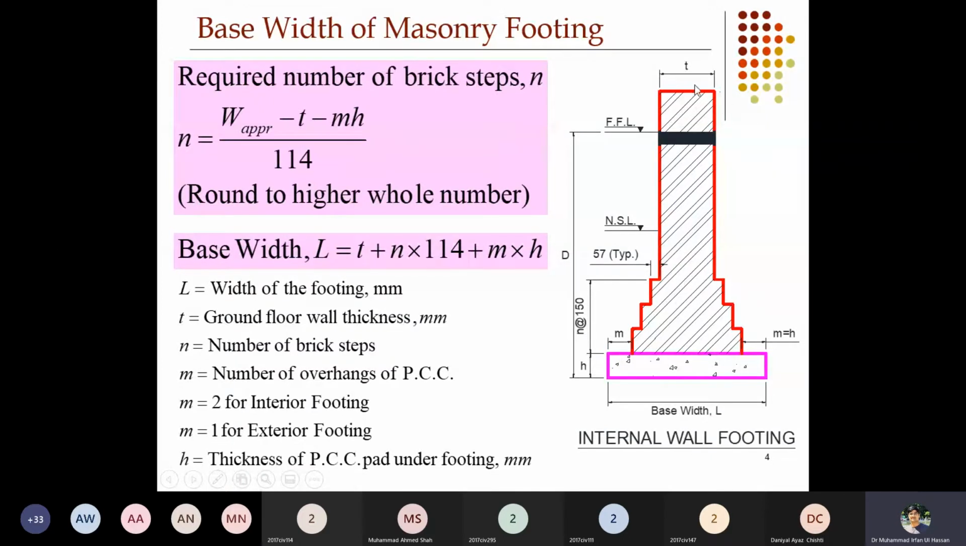In the figure you can see the wall thickness is T. The projected part of the concrete at the base of the footing is M, and the remaining width which is left is basically the steps. So W approx is the total width that is computed, minus T, the thickness of the wall, and minus MH.